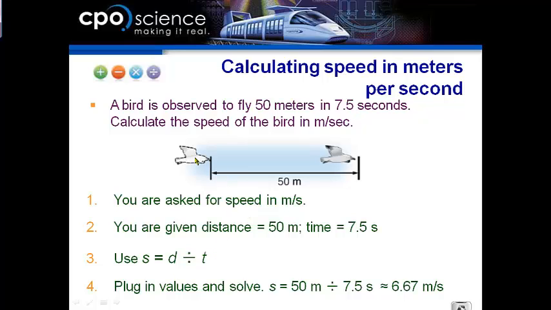So if you said, okay, this bird travels 50 meters in 7.5 seconds, then he's gone 50 meters divided by 7.5 seconds. You divide, he's gone 6.67 meters per second. Notice, it's a distance unit divided by a time unit, so meters per second.